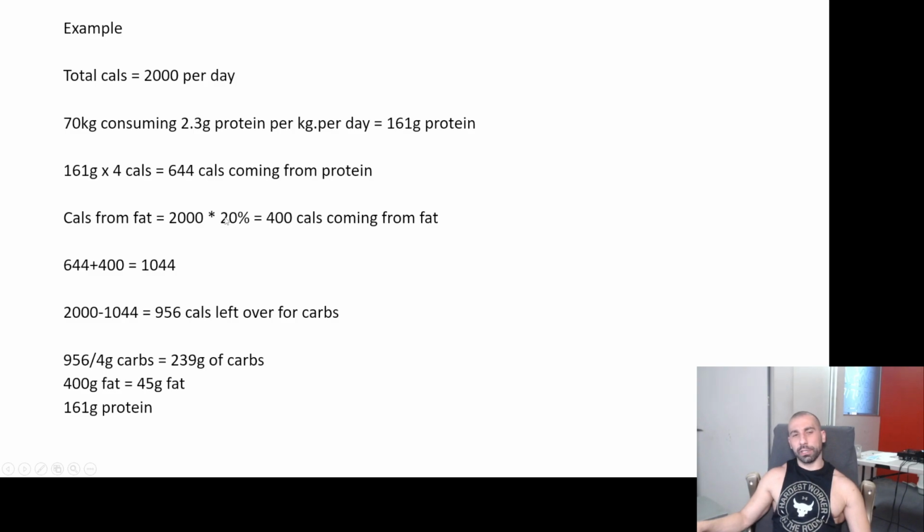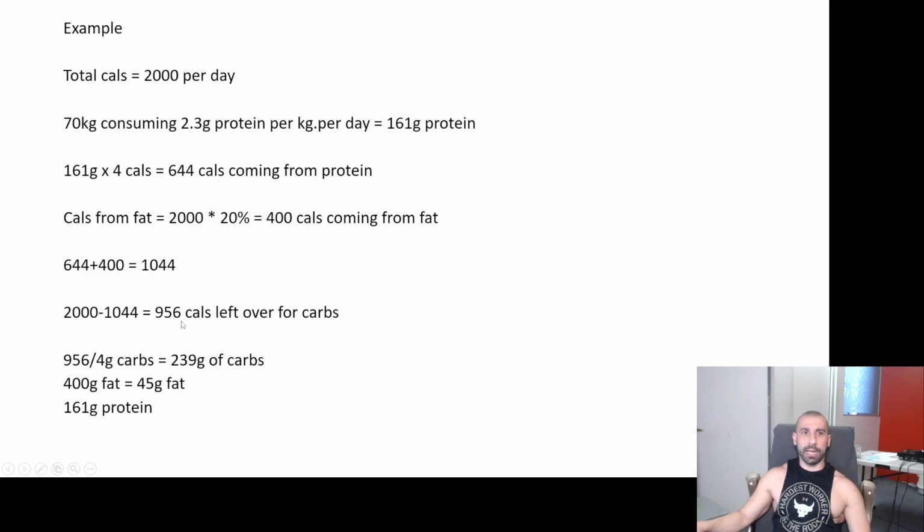This person decided they want to eat 20% of their calories from fat. So if we take that 2,000 calories and times it by 20%, 400 calories will be coming from fats. So we've got our calories from protein, we've got our calories from fats. If we add them together, 1,044 calories from that 2,000 that we're eating has been dedicated to protein and fats.